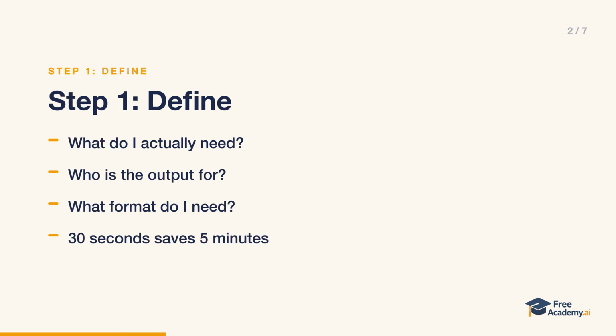Step 1 is define. Before you write a single word of your prompt, answer 3 quick questions. 1. What do I actually need? Be specific. Not help with emails, but a 3-sentence follow-up to a prospect who went quiet. 2. Who is the output for? And 3. What format do I need it in? 30 seconds of defining saves you 5 minutes of iteration later, because a vague ask always comes back vague.